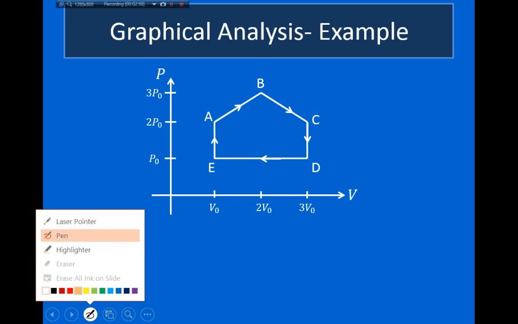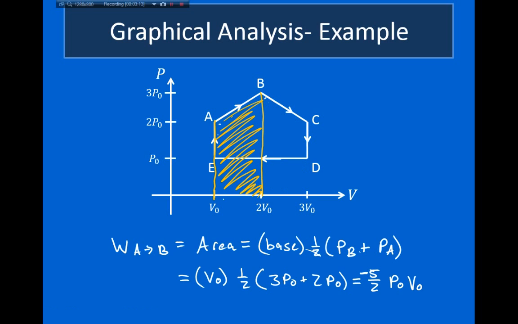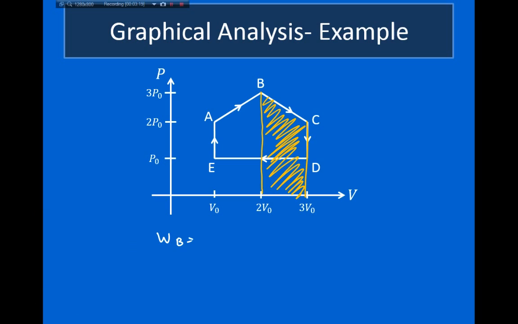Now when I go from point B to point C, hopefully you can see that this area right here is just going to be equal to the area that I had when I went from point A to B. So the area of the shaded region right here is the same as the area of the shaded region right here. What this means is that the work that I do when I go from point B to point C is equal to the work that I did when I went from A to B, and this is equal to 5/2 P0 V0. So the total work that we've done so far is going to be equal to 5 P0 V0, because it's the work that I did when I went from A to B plus the work that I did when I went from B to C.